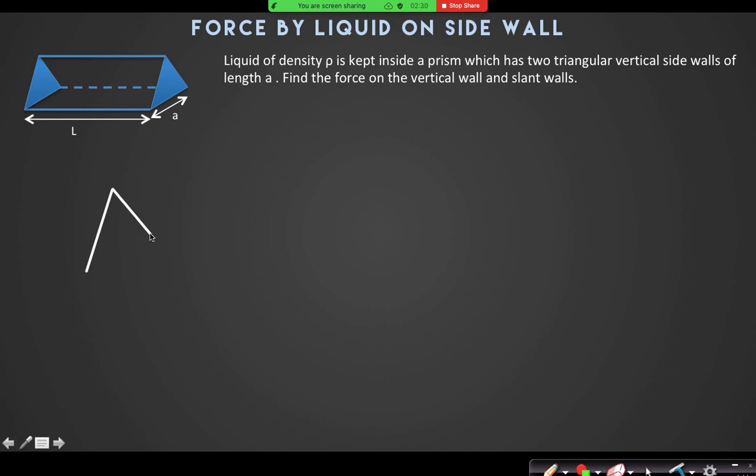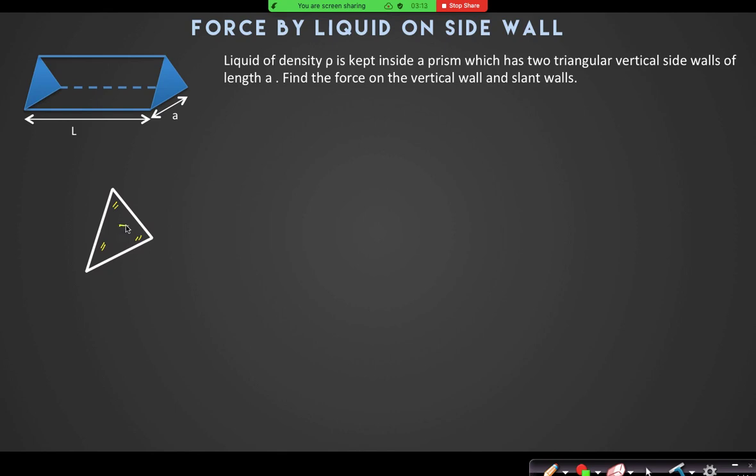On the triangular face, I got 1 by 8 into rho g into a cube, and on the slant face, I got rho g a square L by 4. Alright, so let us first try to understand what is the force on this triangular face. We have discussed one formula for the horizontal force on the side wall. Do you remember the equation? How do I find the net horizontal force on it?